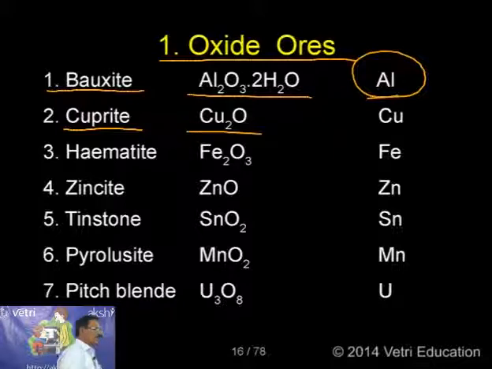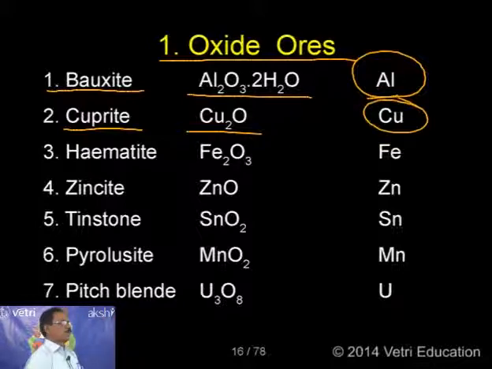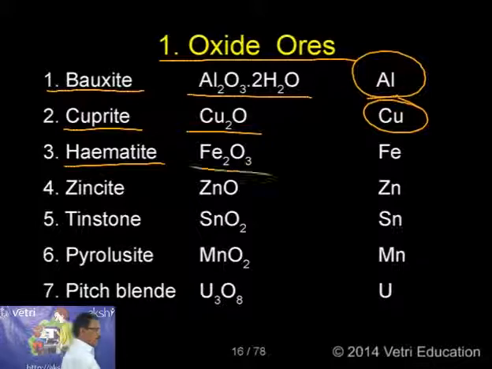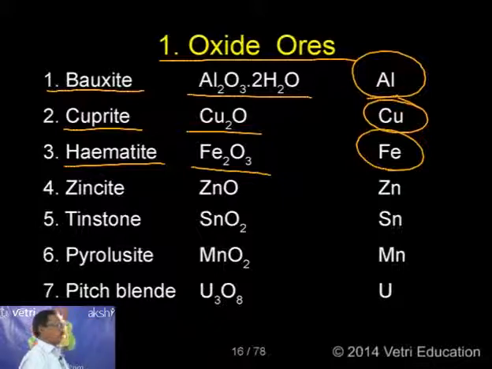Number 2, cuprite is another oxide ore. Molecular formula is Cu2O. The main metal is copper. So copper we are extracting mainly from this cuprite. The third one, hematite, another oxide ore, molecular formula Fe2O3, ferric oxide, and iron is the main metal that we are extracting from this ore.